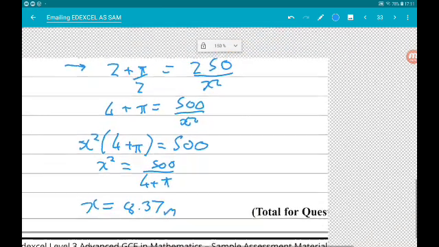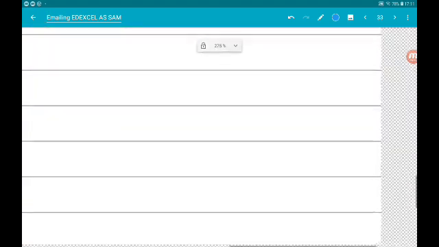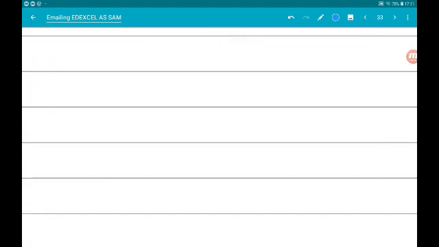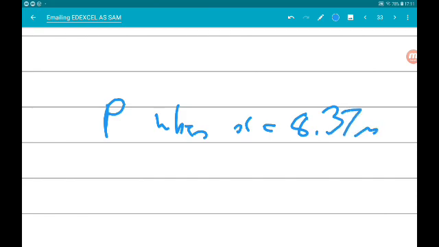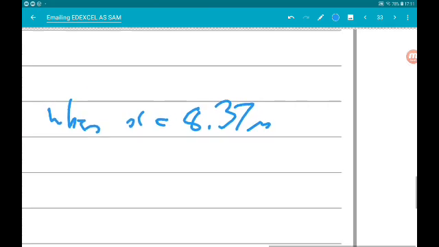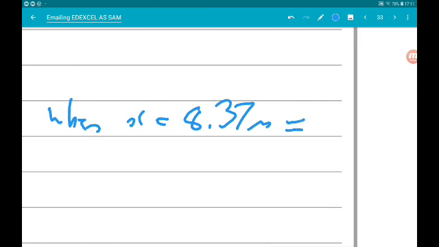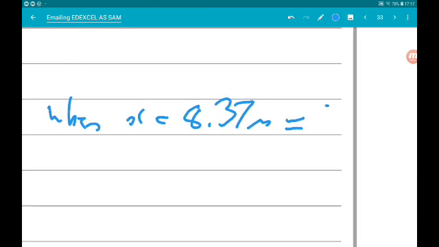So now we can find the minimum perimeter by substituting in x is 8.37. So P when x is 8.37 meters is, now make sure that you can get this, we should get 59.8 meters. Cool.